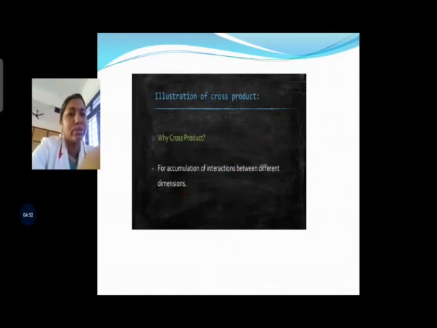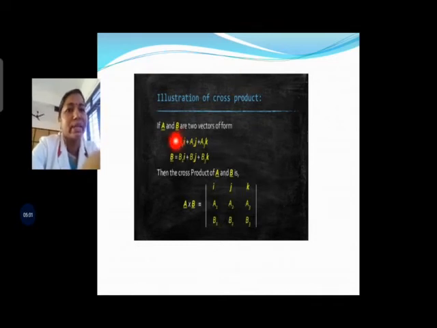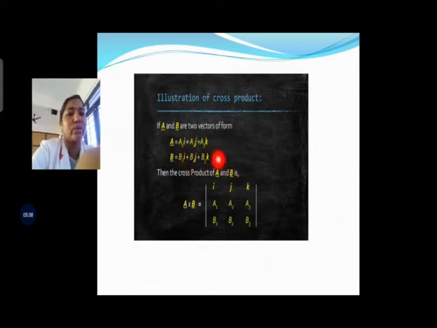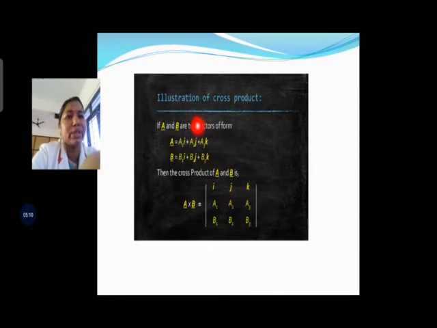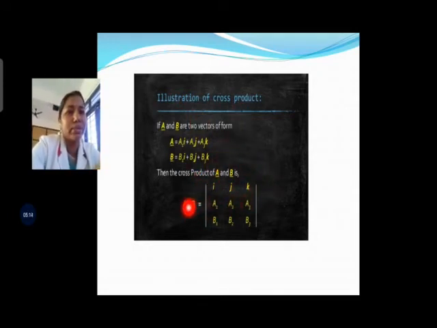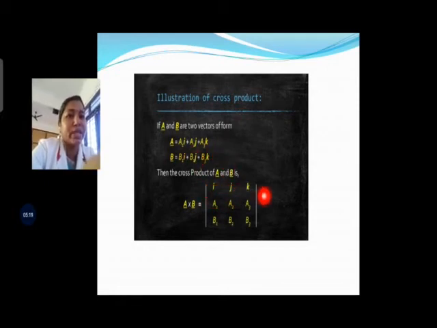This is also one of the multiplications for vectors. The cross product is the accumulation of interaction between two different dimensions. Like here, two vectors A and B, with components A1, A2, A3 and B1, B2, B3. Now we are going to write this in a matrix. For the matrix A cross B, we write ijk for the vector directions. Then the coefficient of i is A1.